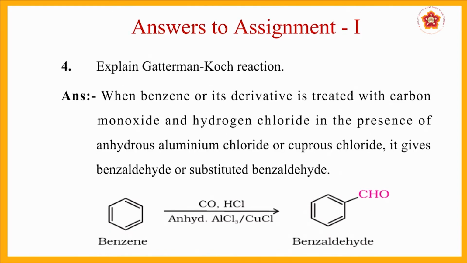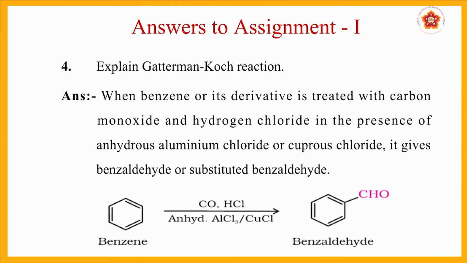The fourth one, explain Gattermann-Koch reaction, one of the industrially important reactions where benzene is treated with carbon monoxide and hydrochloric acid. The catalyst used here is anhydrous AlCl3, where benzaldehyde, the compound finally obtained, is generally obtained in large quantities. So, these were the 4 questions that were studied in the earlier class, and in this session we will see the preparation of ketones specifically by various methods.